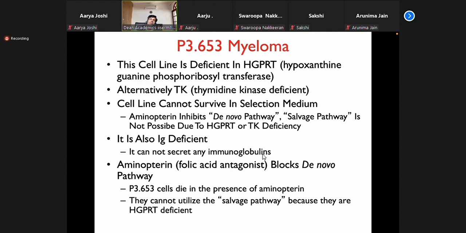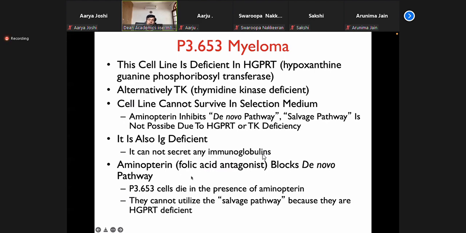So that means these animals will have an enriched population of B cells which are able to produce antibodies against the injected antigen. Now, you cannot really contaminate the production of antibody by B cells and myeloma cells. That's why the myeloma cell has to be deficient in its ability to produce immunoglobulins.